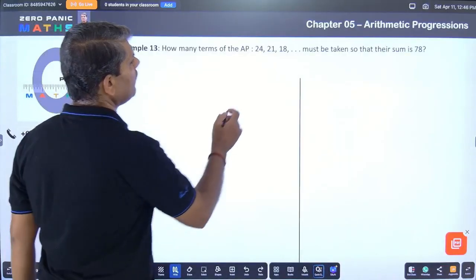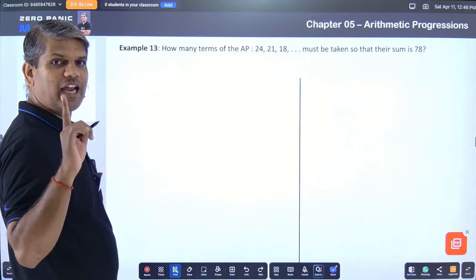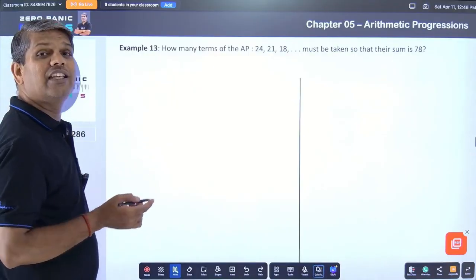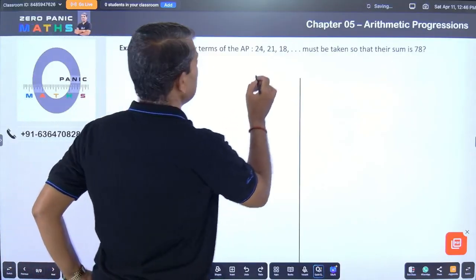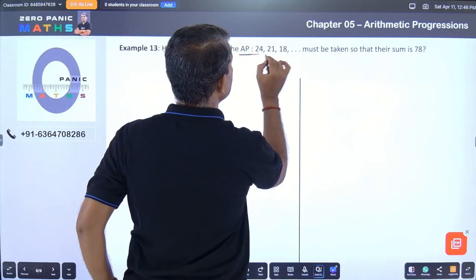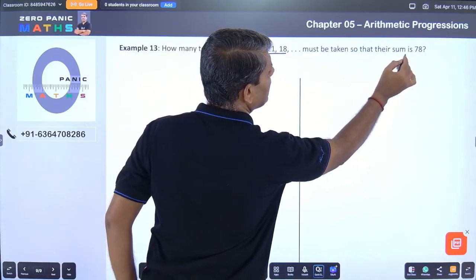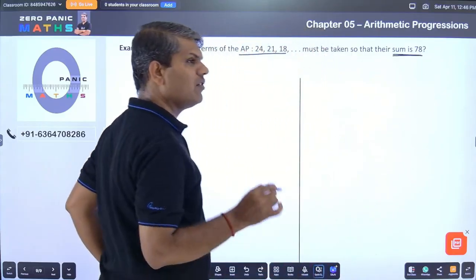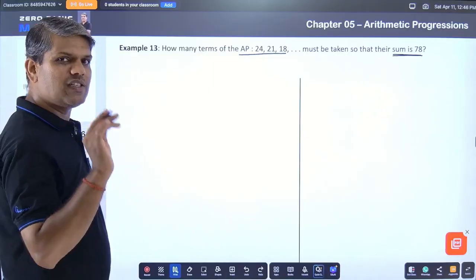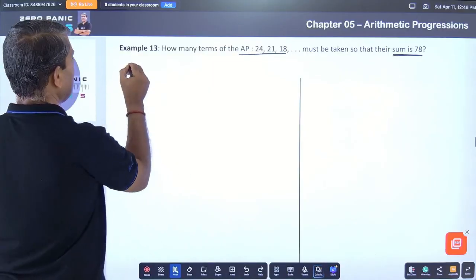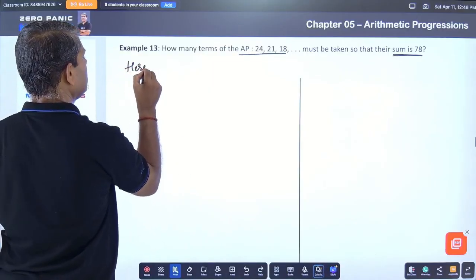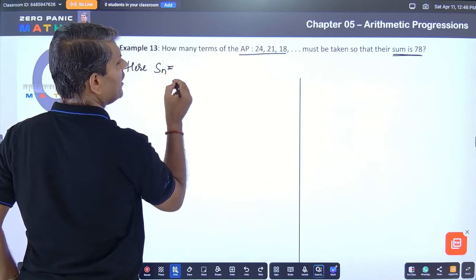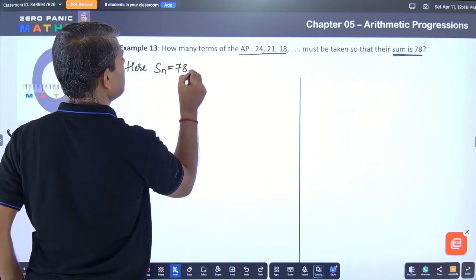How many terms of this AP must be taken so that their sum is 78? Whenever it is asked how many terms, then it is n. We need to find out n. So that their sum is 78. They have given Sn, the sum. We don't know what n is, that is why I'm writing it as Sn. What is Sn? It is 78.